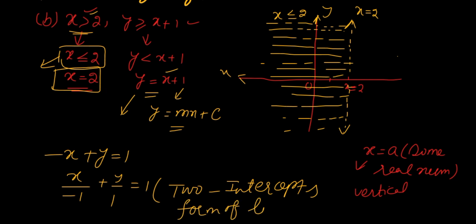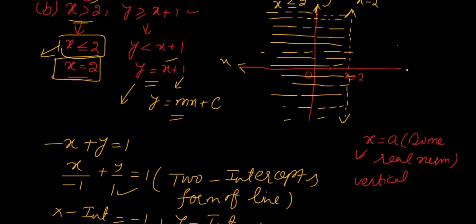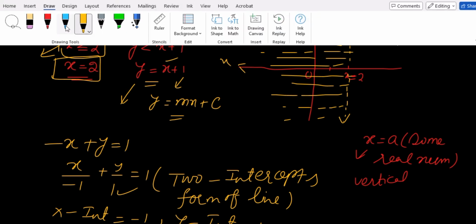This two-intercept form of a line can directly tell us the x and y intercepts. So the x-intercept is the number in the denominator of x, that is minus 1. Similarly, the y-intercept is the number in the denominator of y, that is 1. Now plot or locate this x and y-intercept on the x-axis and y-axis.